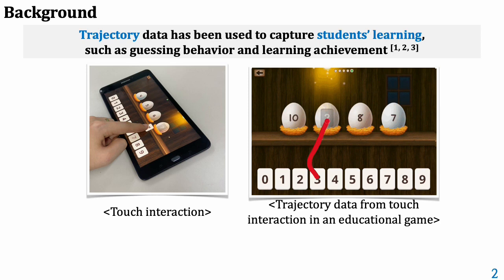Trajectory data has been used to capture students' learning, such as guessing behavior and learning achievement. The trajectory is a movement path produced when a user operates an interface, such as using a touch gesture on a touch screen or using a mouse on a computer.